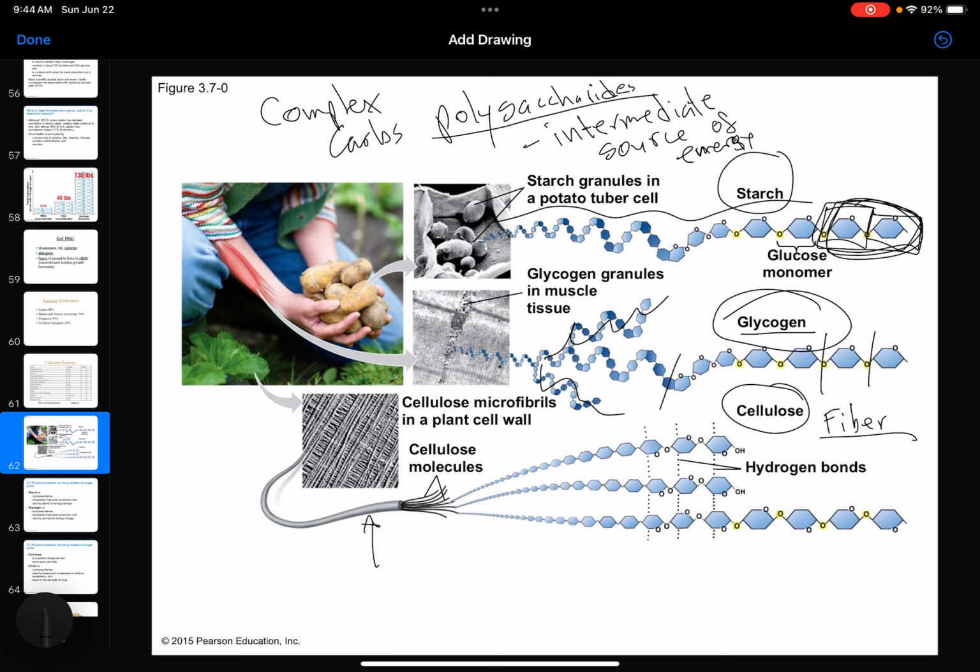and a lot of it. That's the fiber that you would see in celery. Okay, so let's see.